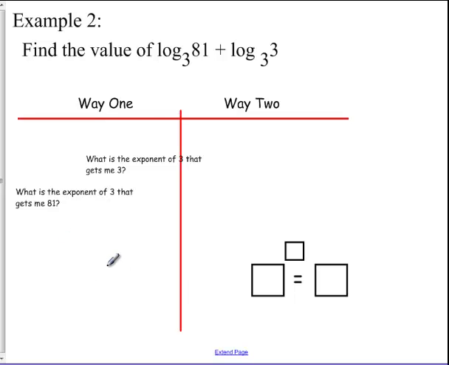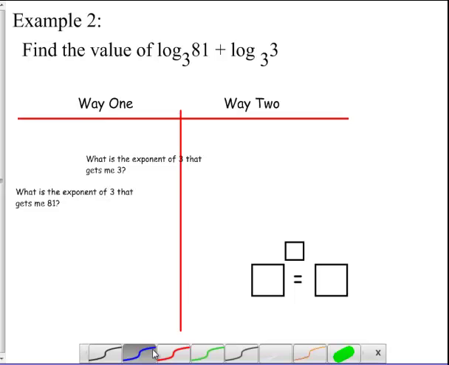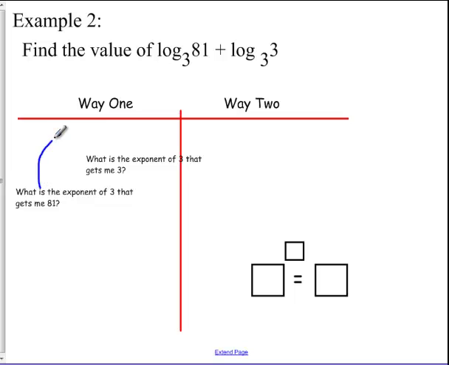Okay, so example 2. There are 2 ways to do this, and whichever way you like, cling on to. We could start with just looking at it straight up. What is the exponent of 3 that gets me 81? Okay, 4. Plus, what is the exponent of 3 that gets me 3? 1. Okay, so 4 plus 1 is 5.